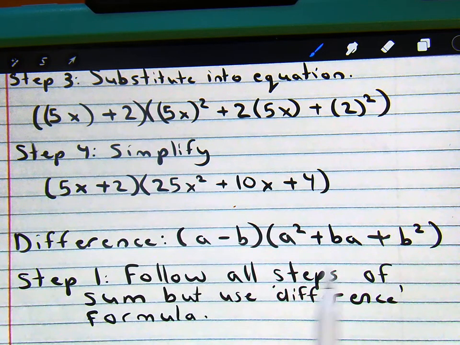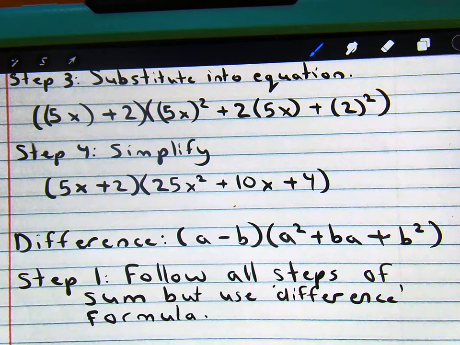And that is how you factor the sum or the difference of two cubes. All right, I hope this helped.